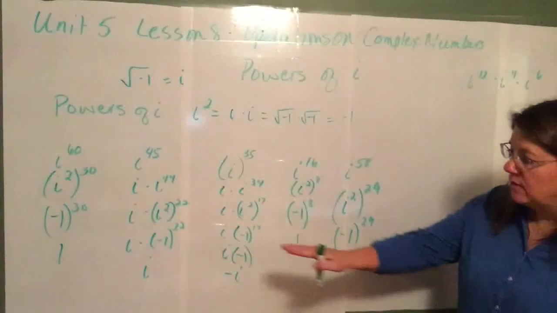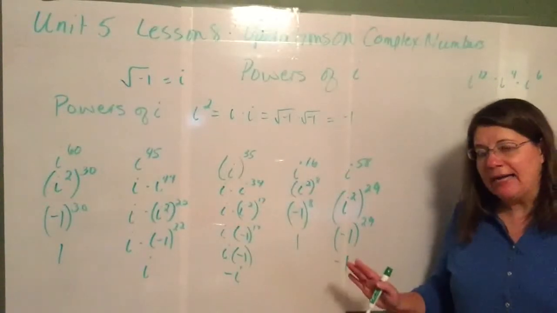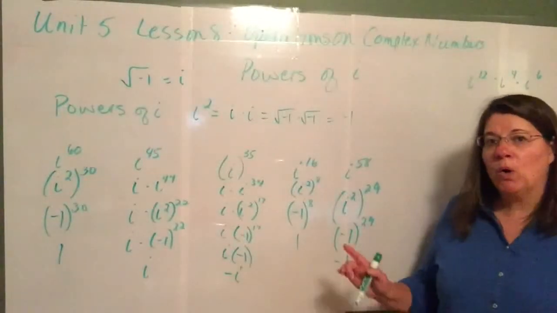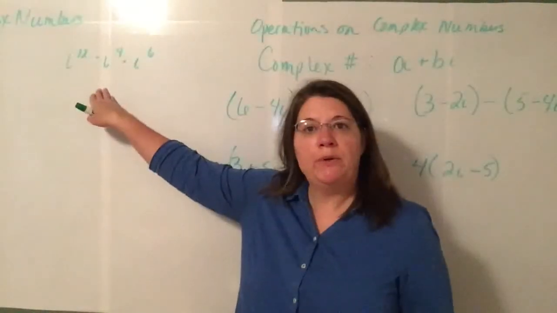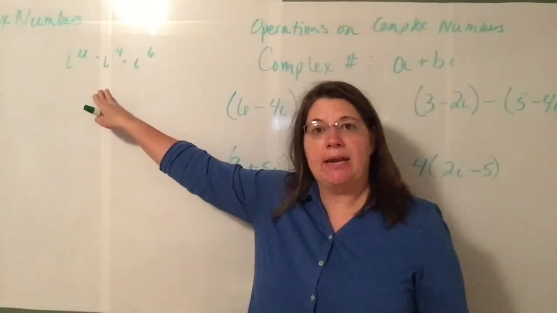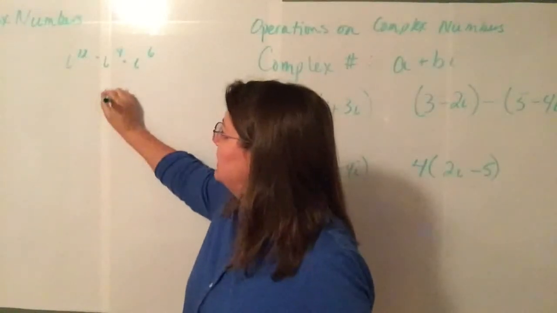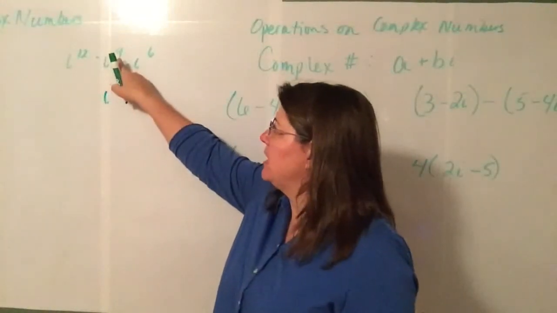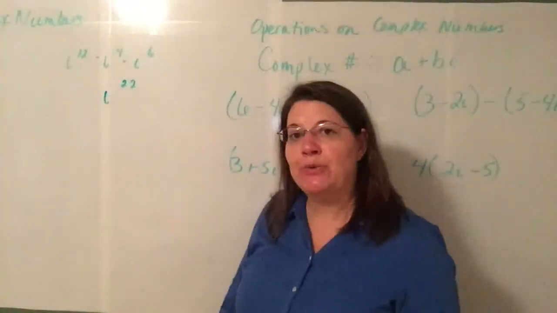So notice, no matter what we did, all of our powers of i ended up being either i, negative i, 1, or negative 1. And that's always going to be the case. So what will we do if we have powers of i multiplied together? Well, in this, we can keep the base, i, and add the exponents together. 12 plus 4 is 16. 16 plus 6 is 22. So we have i to the 22nd.